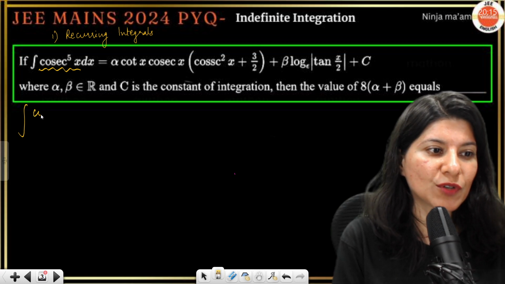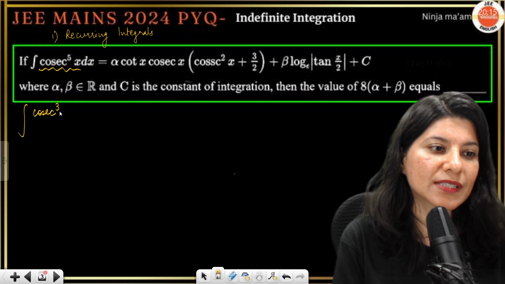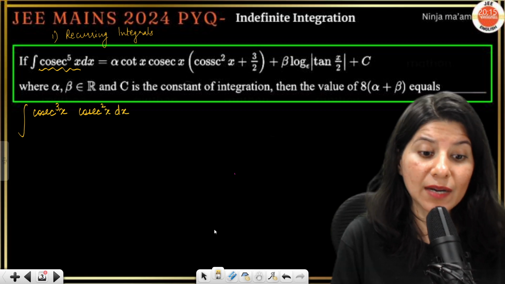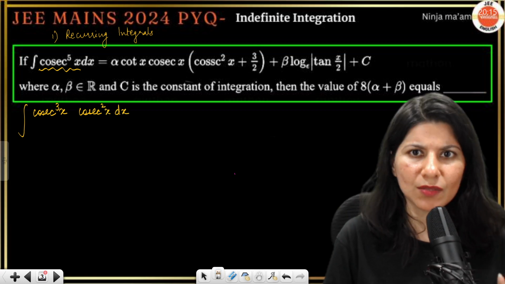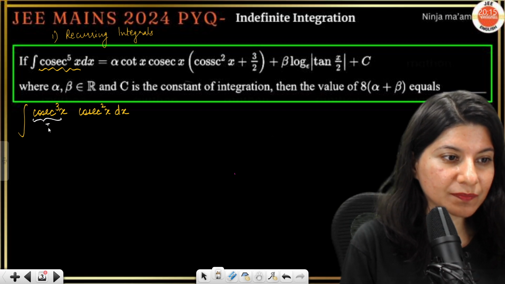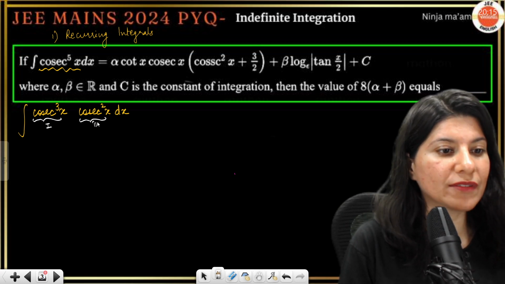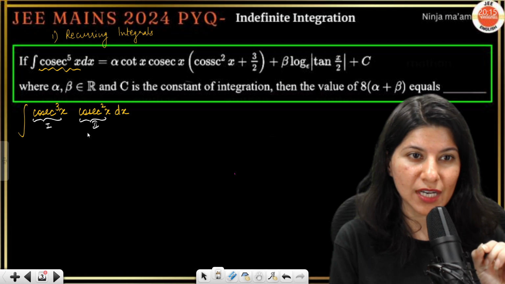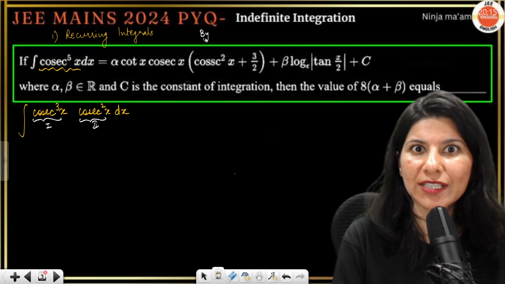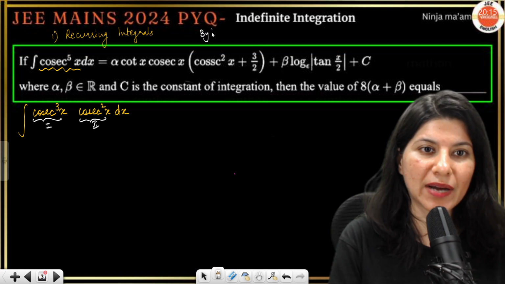Cosec raised to power 5. So what I'm going to do is, I'm going to write it as cosec cube x, cosec square x. Okay. And by parts I will apply. Recurring means what? By parts only. So this is your first function, and this is your second function. Always second function will be that function whose integral you know, and you know cosec square ka integral, right? Minus cot x.